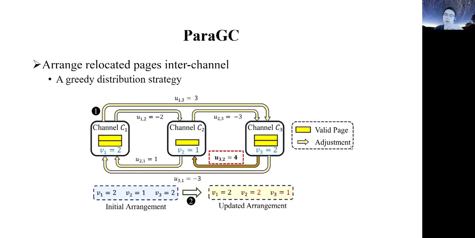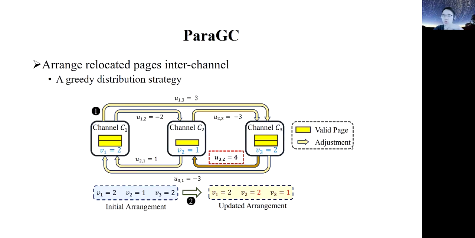So we come up with a graded distribution model. We first set a random initial value for each channel and it represents the number of pages relocated to that channel. We then seek to adjust the range band to achieve the most reduction by performing the following steps.